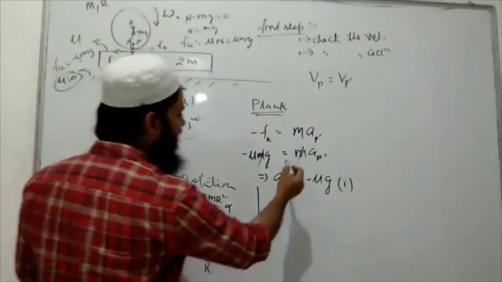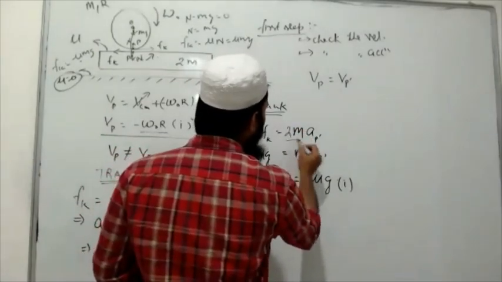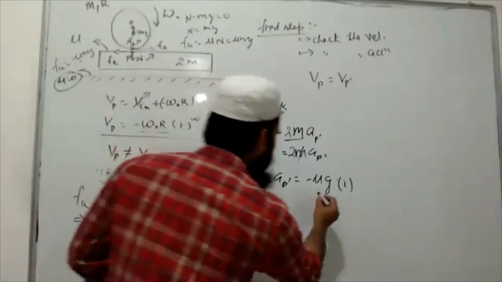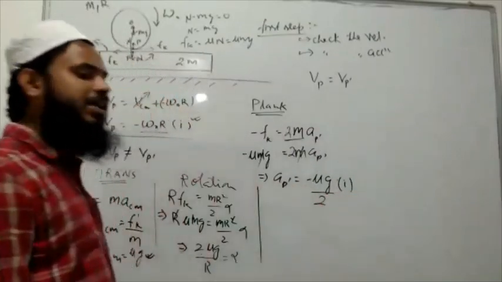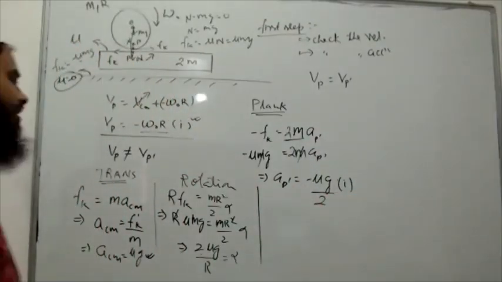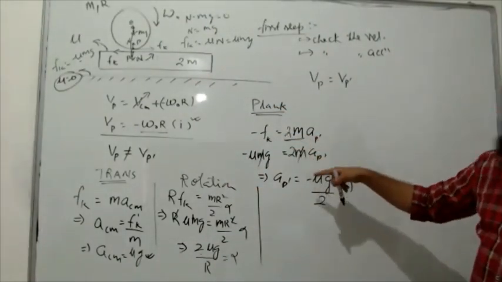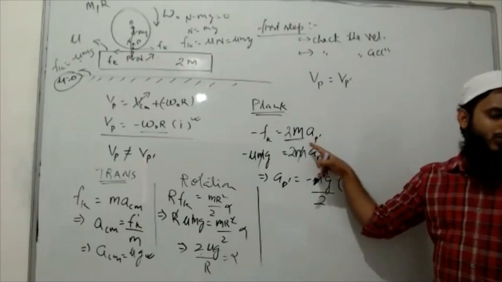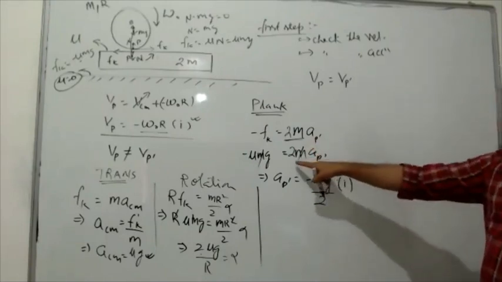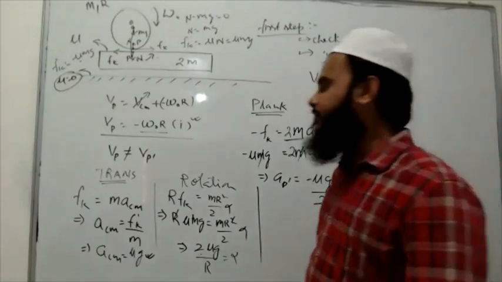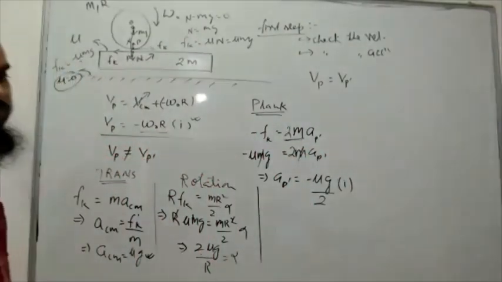Sorry, I made a mistake here. The mass of the plank is 2m. Is it clear? The mass of the plank is 2m. The value of AP dash is mu g by 2. Here I took only m, so this is my mistake. The mass of the plank is 2m, so I have to take the mass of the plank into the acceleration of the plank. Is it clear?